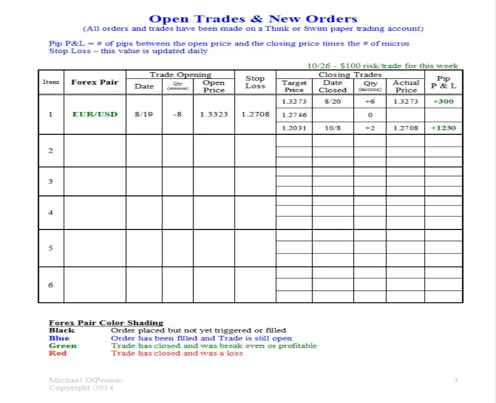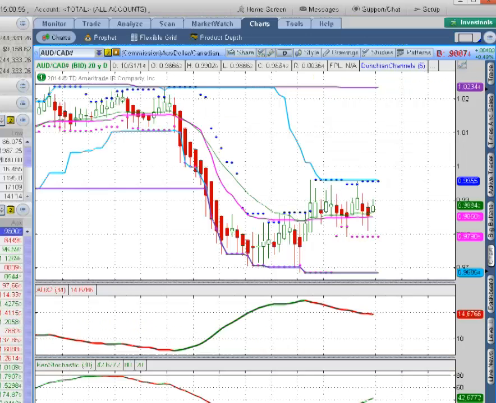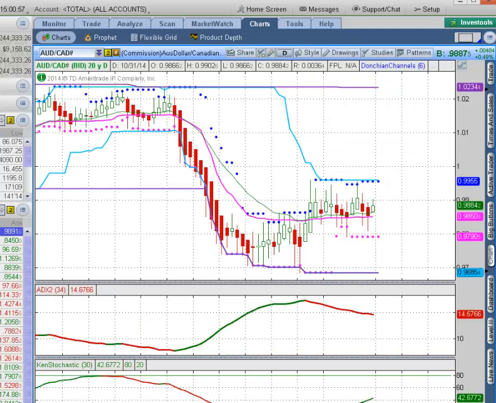Here's our trade summary chart for October. There presently aren't any open trades. As for new orders, no new orders were placed today. Let's now look at some price charts.